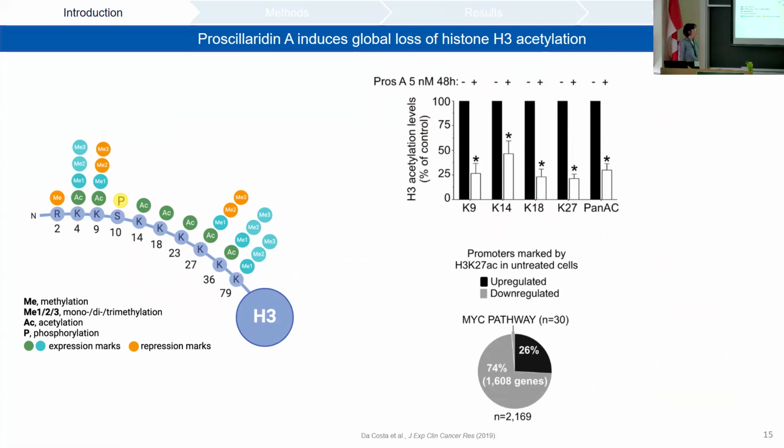And when they looked at gene expression for genes that had H3K27 acetylation in their promoter, they saw that the drug was able to downregulate MYC target genes, as well as multiple genes associated with metabolism and proliferation processes. And those that were upregulated by the treatment were associated with apoptosis, negative regulation of proliferation, and cell differentiation.